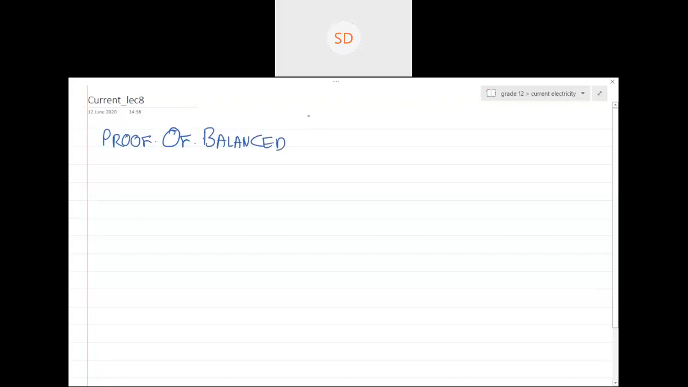Anyway, the proof of balanced condition of Wheatstone bridge. You might not understand what I am speaking, but take the feel of 12th grade classes, okay? Proof of balanced condition of Wheatstone bridge. And by the way, this derivation is important from school point of view.